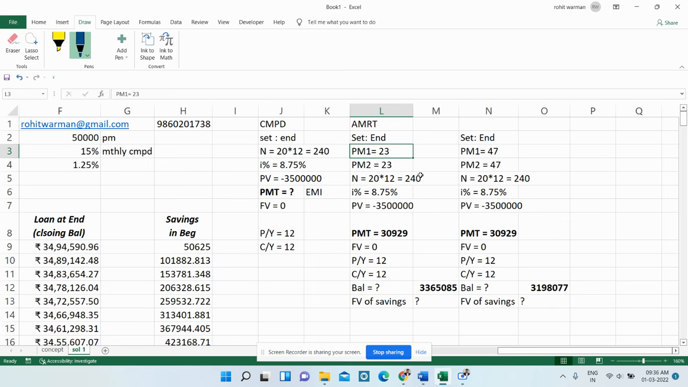Starting month and the end month. Now, since we have to find the balance, PM1 is the starting month, PM2 is the end month. Now we have to see the balance for the 23rd month, so that's why PM1, PM2 is 23, 23. In the second trial, it is 47, 47.